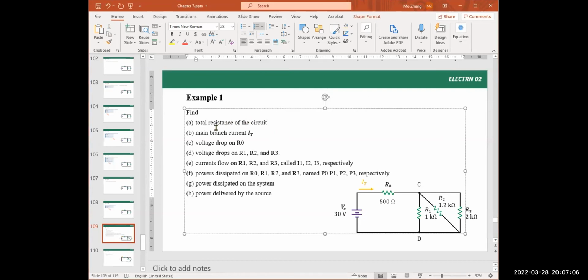Question A is to find the total resistance of the circuit. Going through the questions together may take some time. Maybe now let me create a breakout room while anyone is working on this. Let me quickly talk to Edward. Before Edward and I go into the breakout room, any questions?